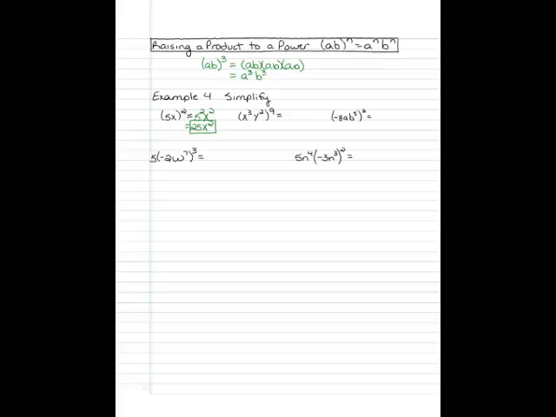The next one, we have x cubed y squared raised to the 9th power. And the idea is exactly the same. You take each factor, in this case the x cubed, and raise it to the 9th power, and the y squared. Raise that to the 9th power. The result, you have x to the, remembering the power to the power property, you multiply 3 times 9 is 27. Y, you do the same thing, 2 times 9 is 18.